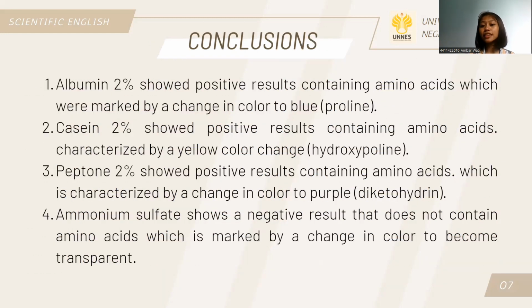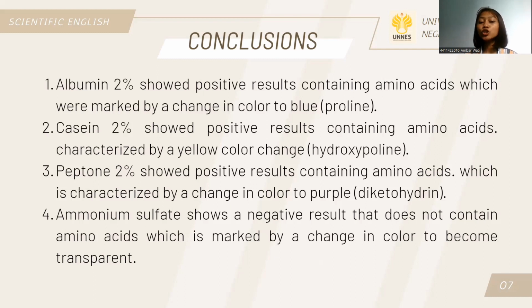From the results and discussion, it can be concluded that first, 2% albumin shows a positive result containing amino acid, marked by a change in color to blue, which means that the sample contained the amino acid group proline. Second, 2% casein shows a positive result containing amino acid, characterized by a yellow color change, which means that the sample contained the amino acid group hydroxyproline.